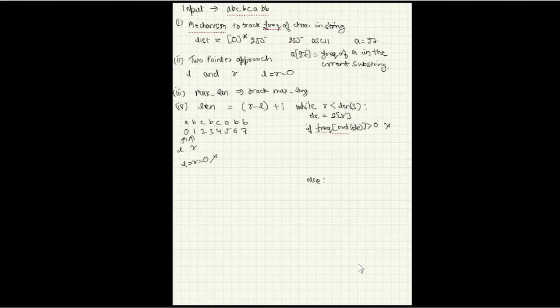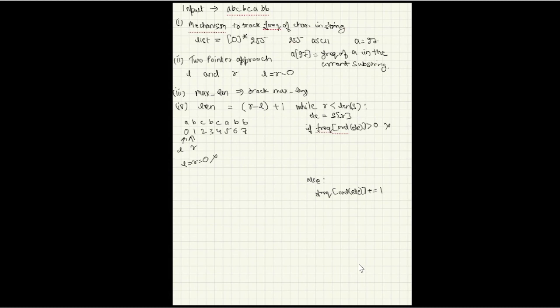What I'm going to do in the else part is, since I have encountered this element, I need to mark it as already occurred and increment the frequency in the frequency list by 1. So I'm going to say frequency of ord of le plus equal to 1. This is the first thing we are going to do.